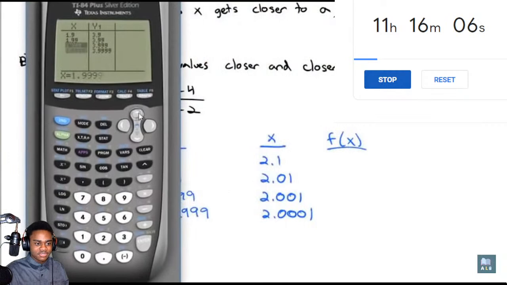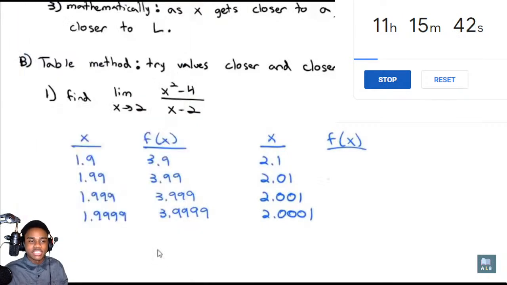So let's delete out what's in the table here and check these other values: 2.1, 2.01, 2.001, and then 2.0001. We see the same pattern here. It won't always be a clear pattern like this, but this one's nice. So we can record our f of x became 4.1, 4.01, 4.001, and then finally 4.0001.